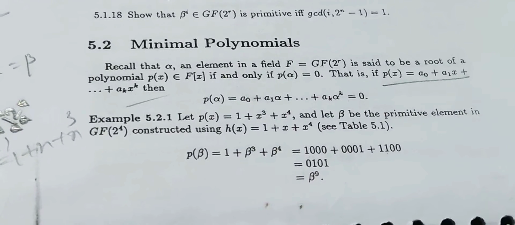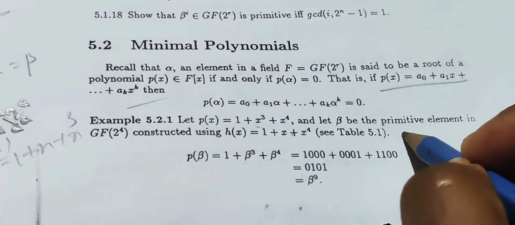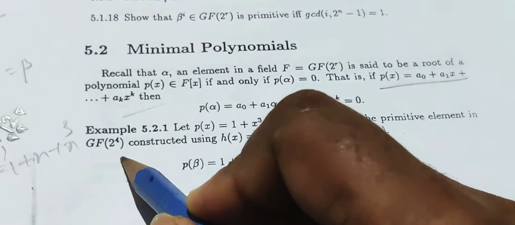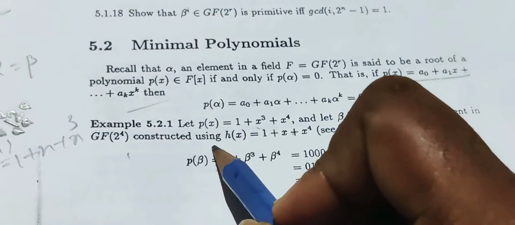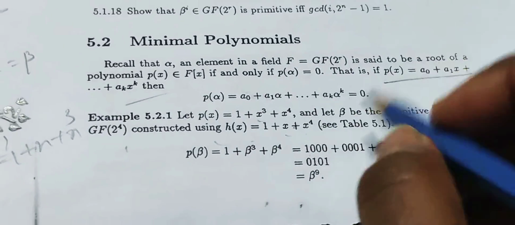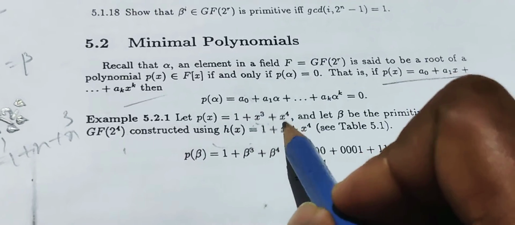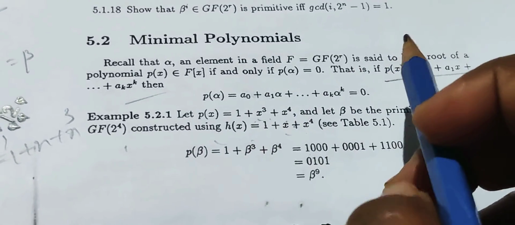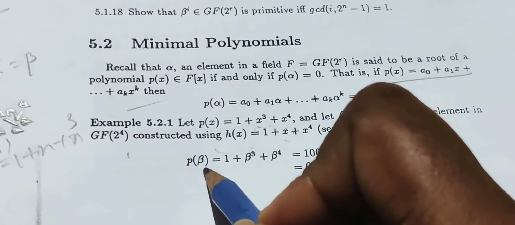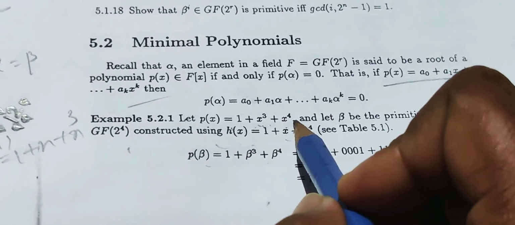Next, here the polynomial p of x is 1 plus x cube plus x raised to 4, and beta is the primitive element in Galois field of 2 raised to 4, constructed with h of x is 1 plus x plus x squared. So we have a table. Here p of x is 1 plus x cube plus x raised to 4, and p of beta is 1 plus beta cube plus beta raised to 4.